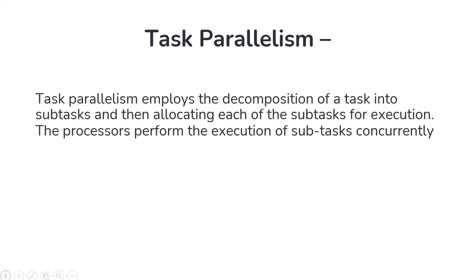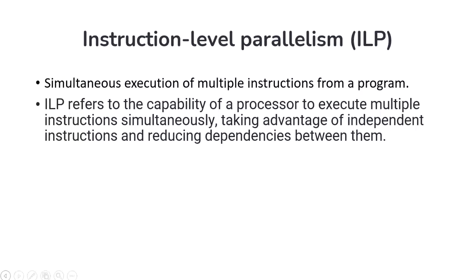The task can belong to one program, or it can belong to more than one program. For example, if the processor is executing multiple different programs, the tasks can belong to different programs at a time. So we have three types of parallelism: task parallelism, bit level parallelism, and instruction level parallelism.